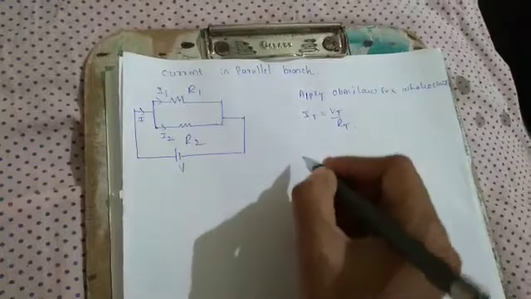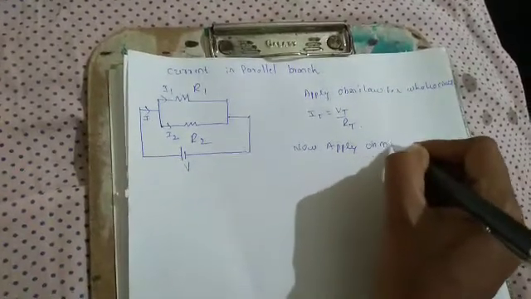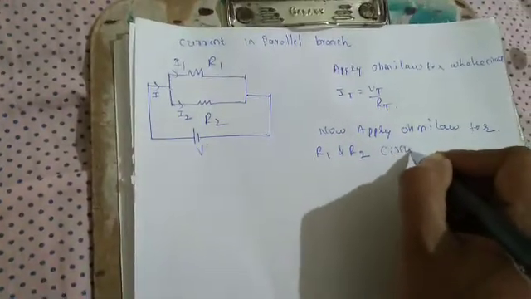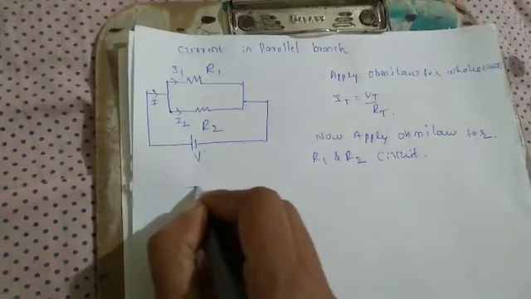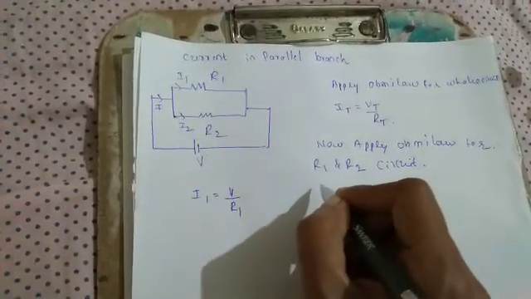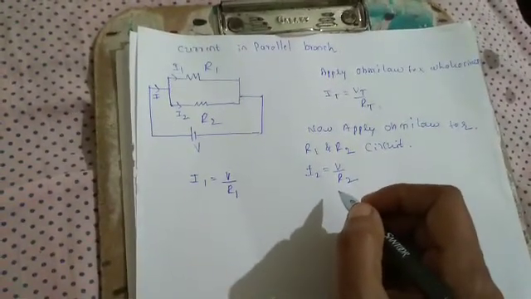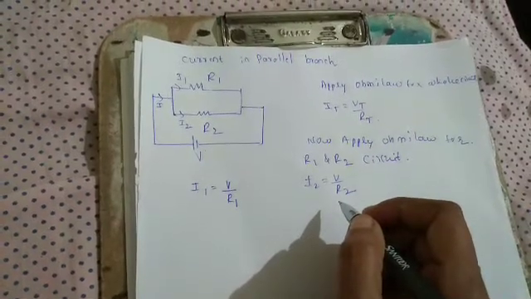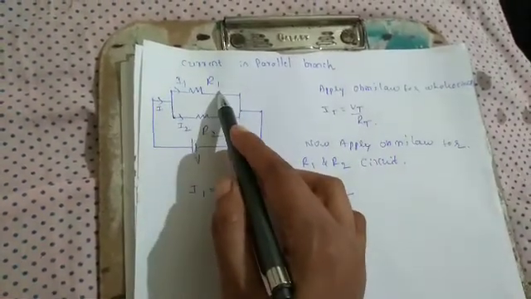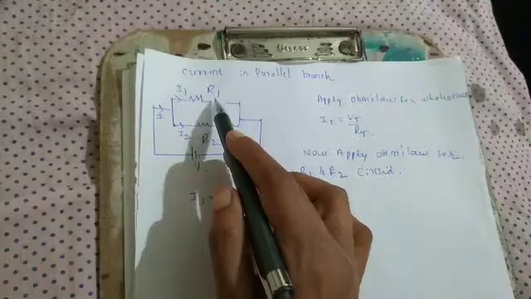Now apply Ohm's law for the R1 and R2 circuits. Therefore, I1 is equal to V by R1, and for the R2 circuit, I2 is equal to V by R2. In a parallel circuit, the potential drop across R1 and R2 is the same. In a parallel circuit, the voltage is the same for all resistances. That is V. R1's potential drop is V, and R2's potential drop is also V. The voltage will be the same for the R1 and R2 circuits.